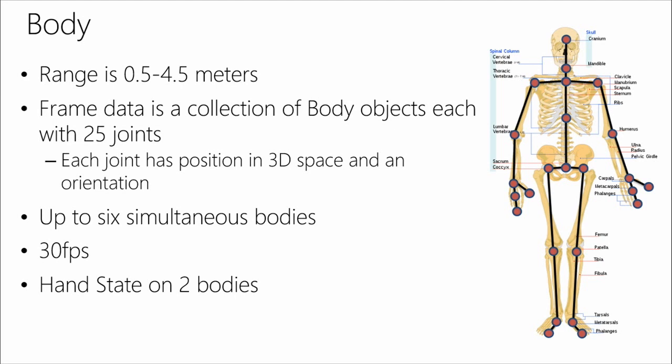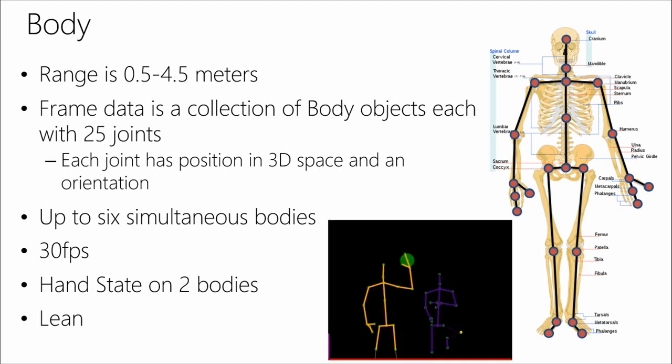As Ben showed, he showed hand state: open, close, and lasso. And you can steer that to 2 different bodies. The hand pointer gestures that we're going to talk about in Module 3 also rely on hand state to do interactions for scrolling, etc. And body lean is a great thing as well that we expose.